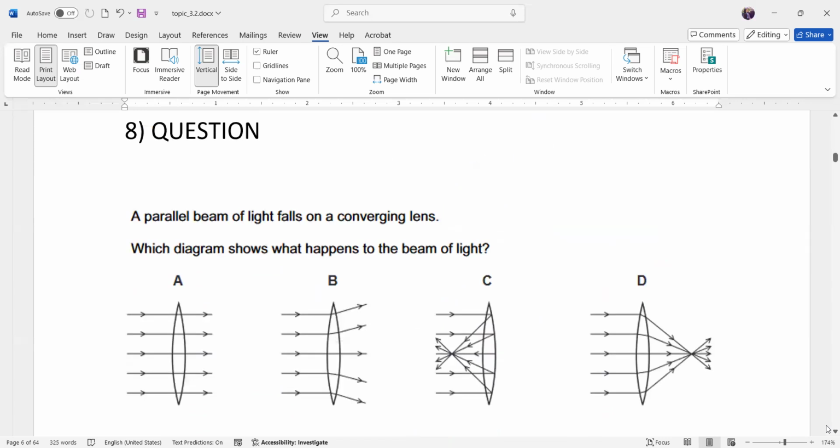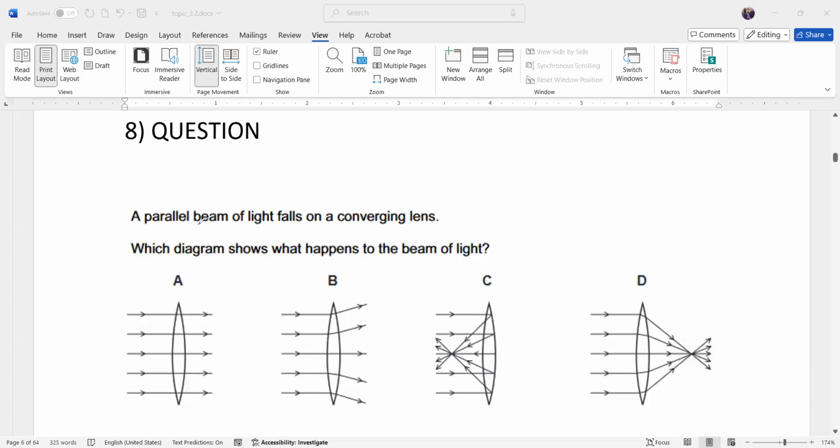A converging lens is there. From the name, you can understand that the light should converge. What could be the answer for this? A lens is a refracting surface, it allows the light to pass through. A parallel beam of light falls onto a converging lens, which diagram shows what happened to the beam of light? So what will happen to a beam of light when the light passes? It will converge at one point, so D will be the right answer.